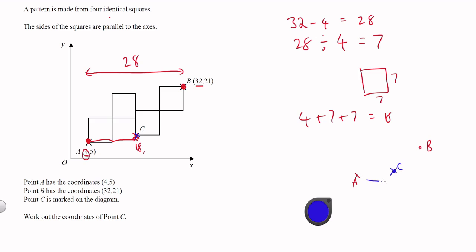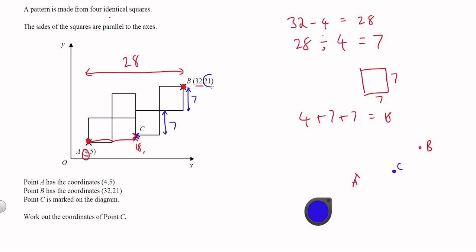Okay, along the x-axis, C does lie between A and B, we can see that. But this way, C does not lie between B and A. So what we do instead is this. You know this value here, the size of this square is 7. The size of this square is also 7.